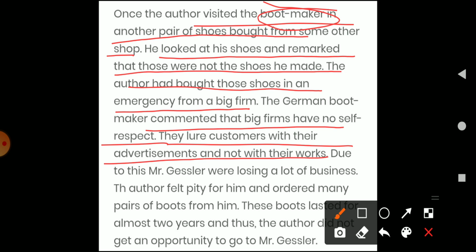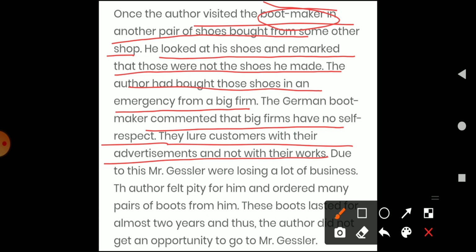So this is basically a complaint that Mr. Gessler made about the firms, how they conduct themselves. They are not respectful towards their job. They are not taking shoemaking as an art, but only consider it a method of earning money. And in that method of earning money, they are more focused on advertisement, rather than making a good quality product. This is the complaint that Mr. Gessler has against the big firms.